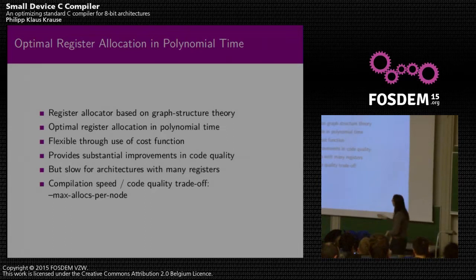Now, because it can still be quite slow, we have a compiler switch for a compilation speed and code quality trade-off. Essentially, this max-alloc parameter tells the compiler how much memory it is allowed to use in register allocation and other optimizations based on graph structure theory that I didn't mention. And this also affects the runtime. Set this to a high value, and you get more optimization. Set it to a really high value, and it's provably optimal. Set it to a small value, and the compiler will be fast, but the code will be bad.